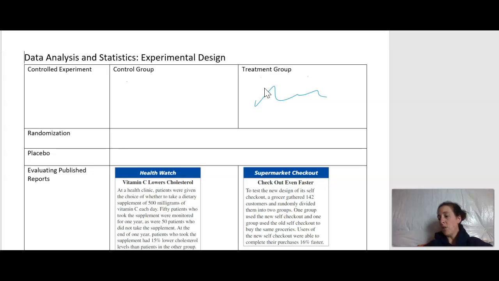So I'm just going to talk you through this. The treatment group is the one that I'm actually changing something for.